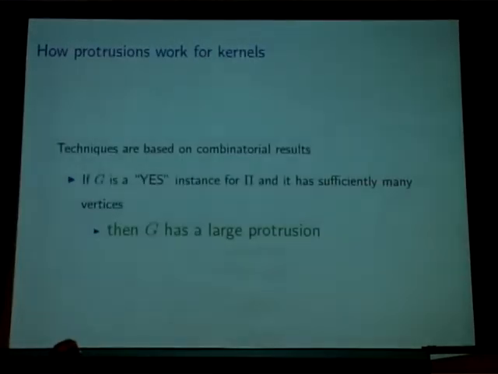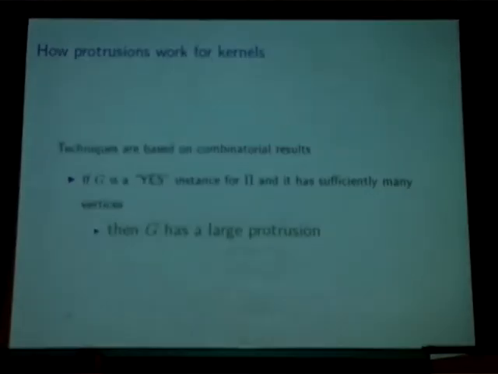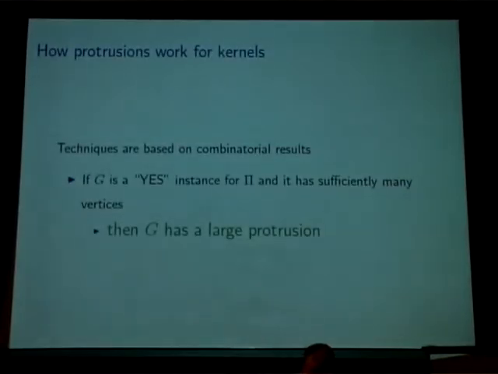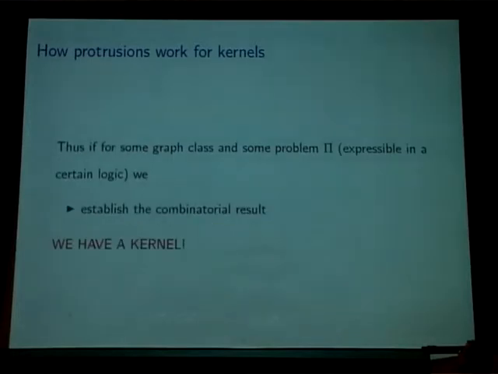And basically all techniques which work for protrusions use exactly the same arguments. We always need combinatorial results, and the combinatorial results are of the following type: if I have a large yes instance of my problem, then this large instance should have a protrusion. That is the only combinatorial result we always prove. And as far as we're able to establish this type of combinatorial result, we have a kernel, right?